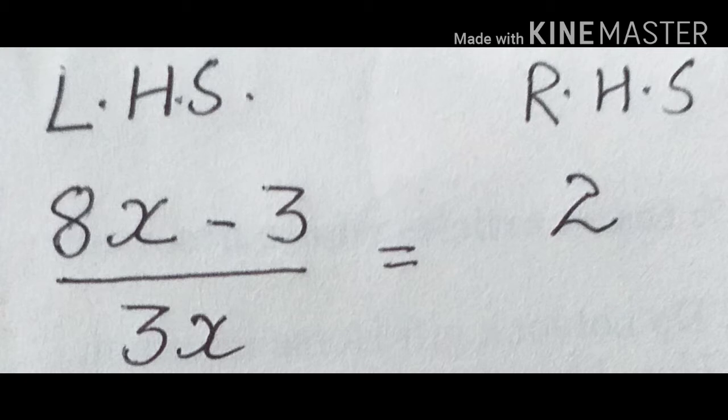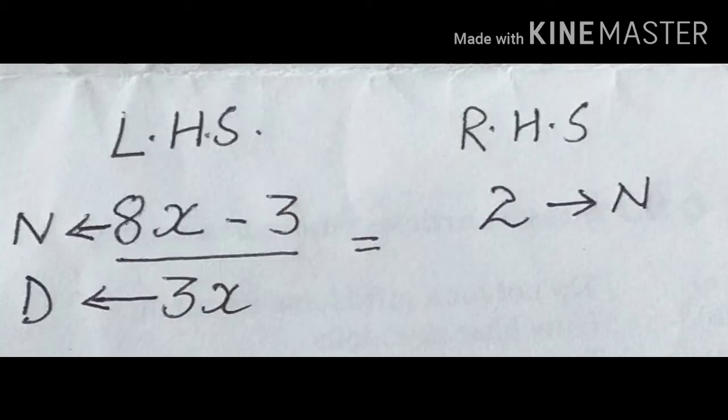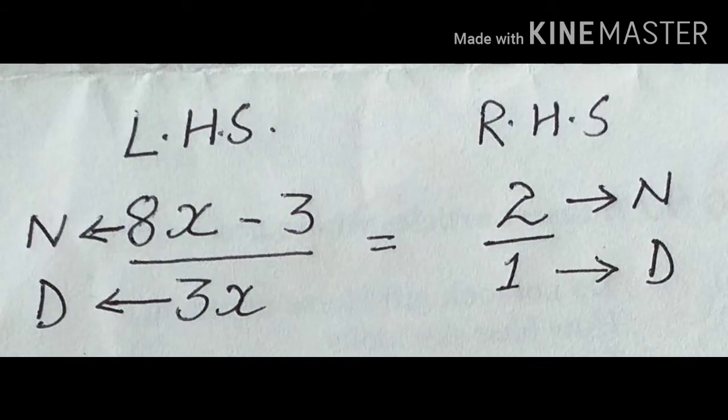And just look at this equation, in the left hand side we have two parts, that is the numerator and the denominator. So the right hand side we have only the numerator, so we have to make the denominator, we can write it as divided by 1. So these two sides will balance, both have numerator and denominator.